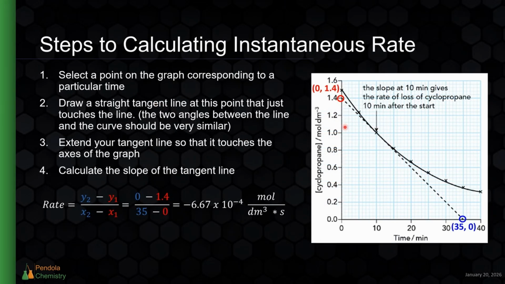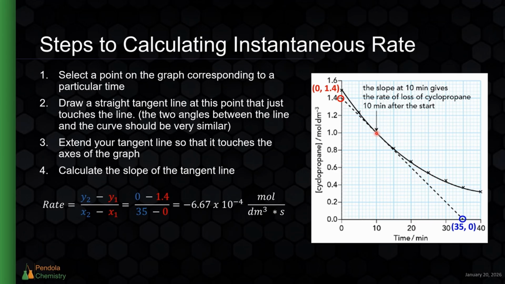So we have this graph, right? This graph is going to be the cyclopropane concentration versus time. So it's the exact same graph we're just looking at. So what are the steps to figuring out the rate of this reaction? Well, first we're going to choose the point in the graph that we want the rate for. In this example, we're going to use 10 minutes, this point right here.